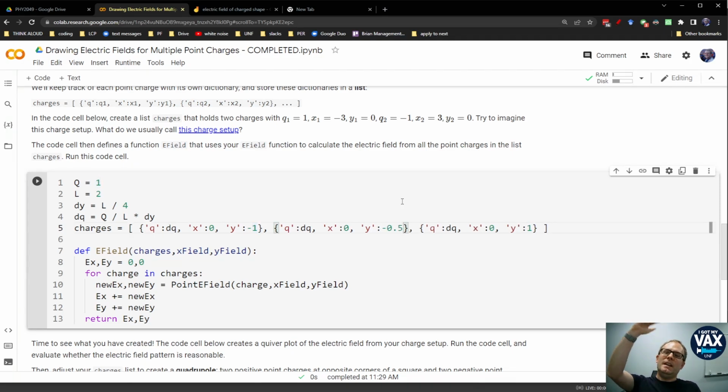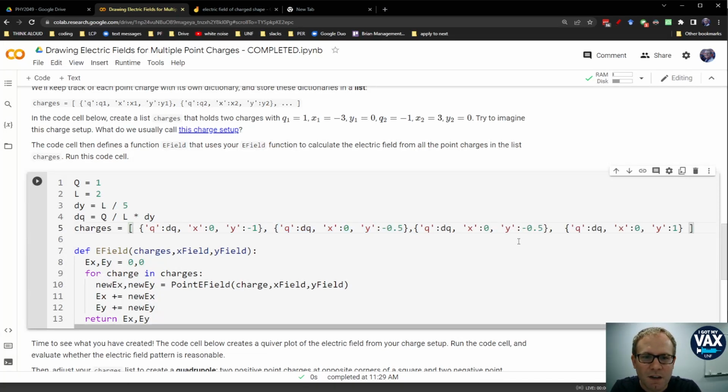Let's see, if I go from -1, -0.5, 0.5, and 1, I'm missing the 0, so I actually want to make 5 of these. So we're going to go from -1 to -0.5. Then we'll go from -0.5, copy, paste, to 0.